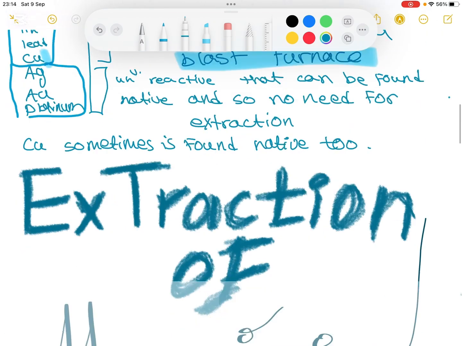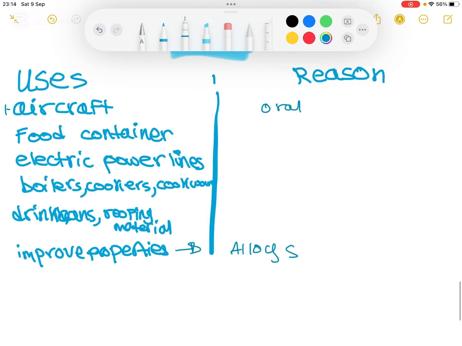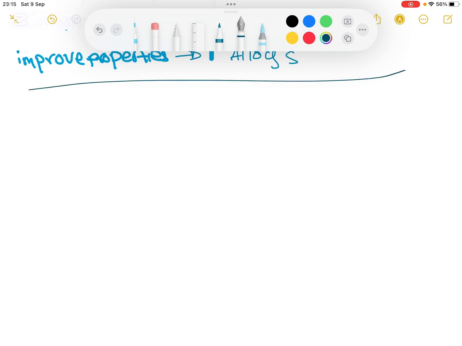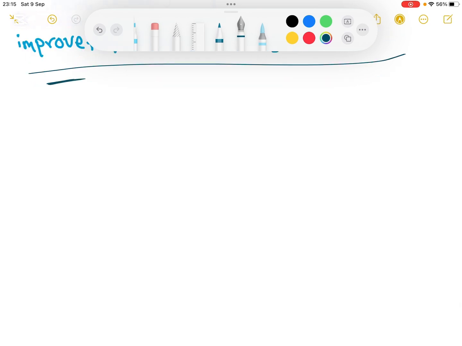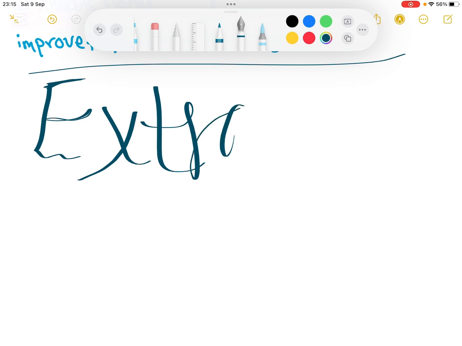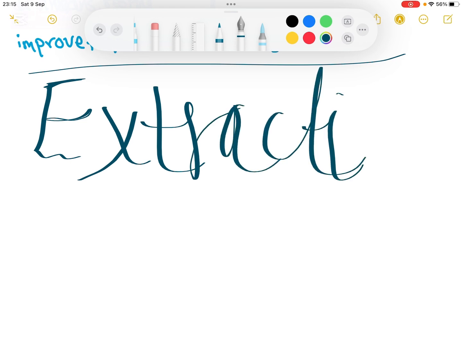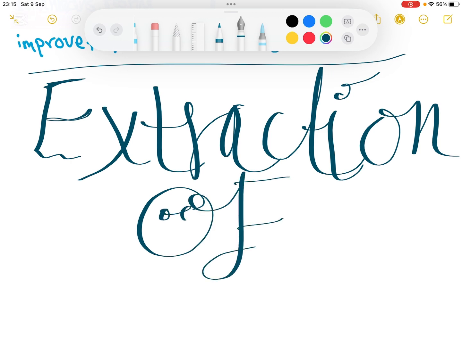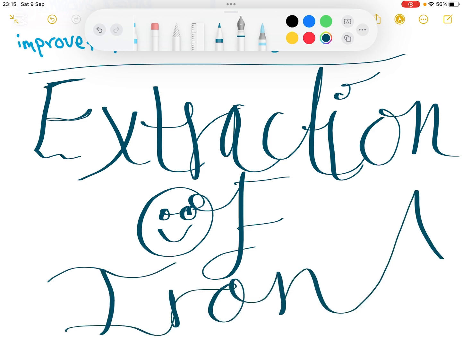I wrote them down over here. So now let's start extraction of iron. Let me write it with you guys because why not? I don't know how to really use this kind of font, but anyways, extraction of iron. Okay.